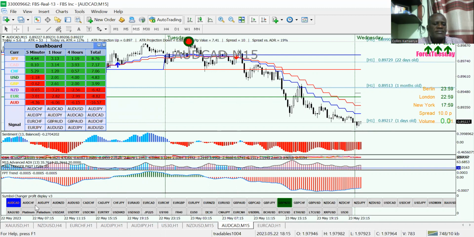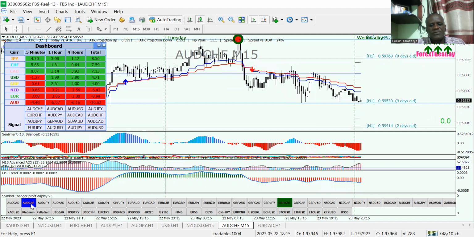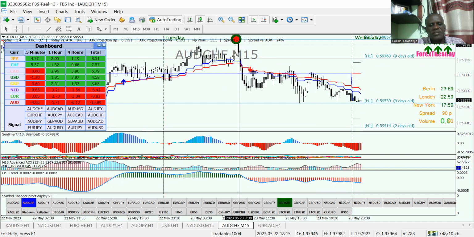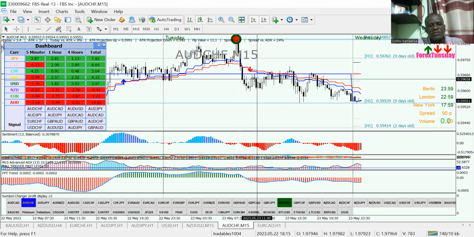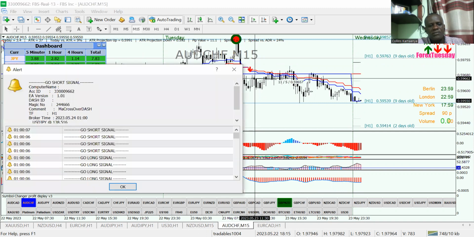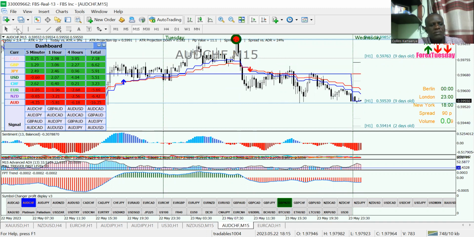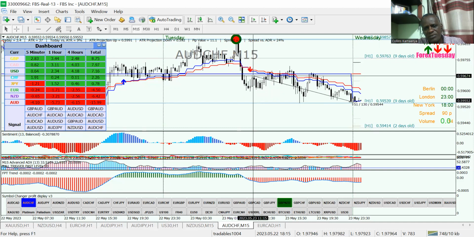We set here. I will set here also. That was 130 pips. That one, that was 30 pips.